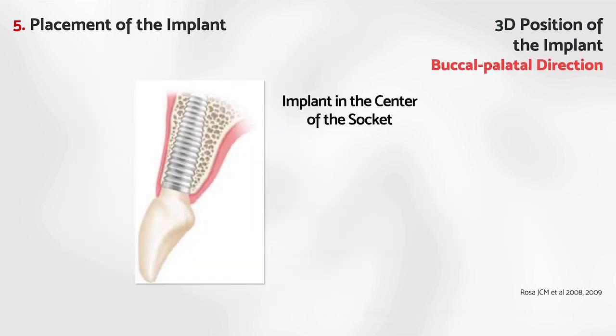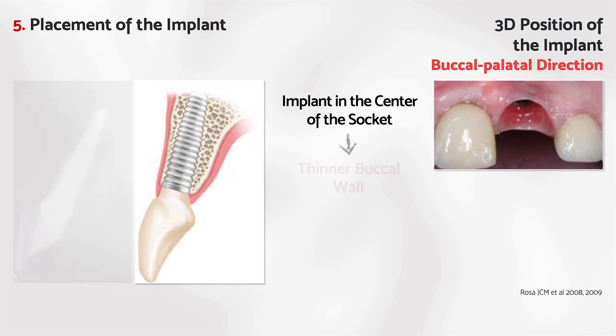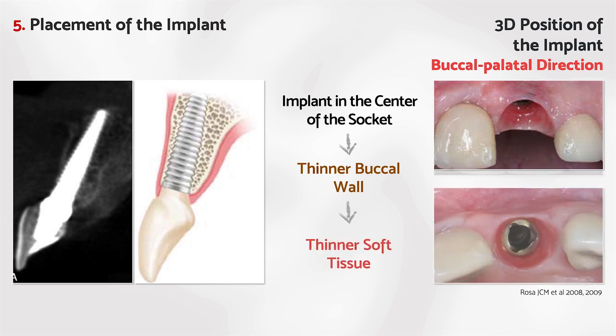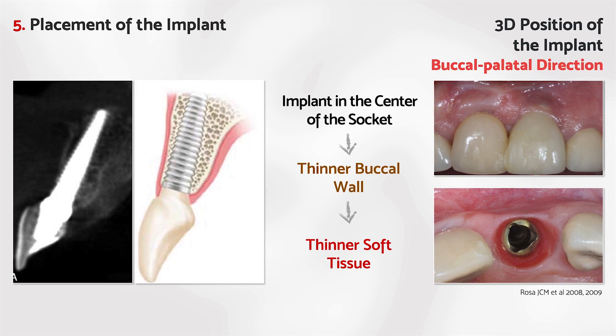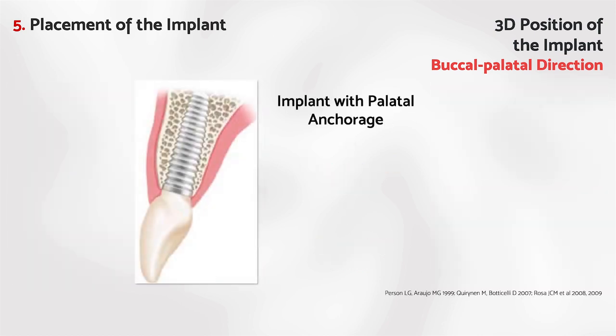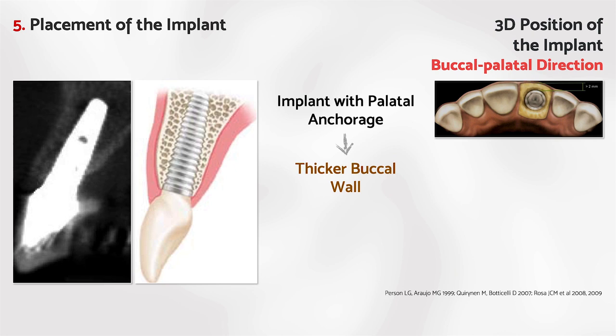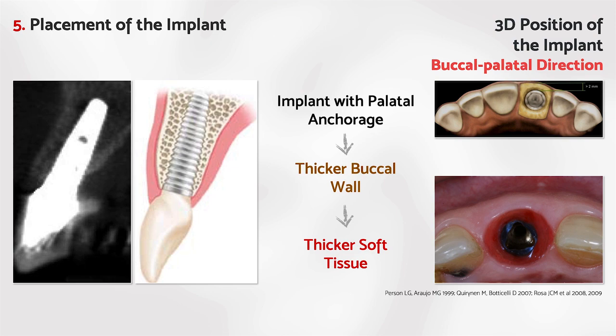Talking about the buccal palatal direction, the implant in the center of the socket means that we are going to have a thinner buccal wall and, of course, a thinner soft tissue. You can see through the transparency of the thin soft tissue the head of the implant. That's why the implant has to be placed always seeking the palatal wall. Our goal here is to have a thicker buccal wall and thicker soft tissue. This is our dream of soft tissue thickness around the implant.